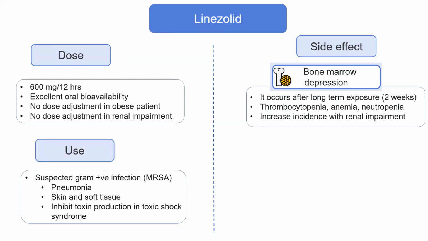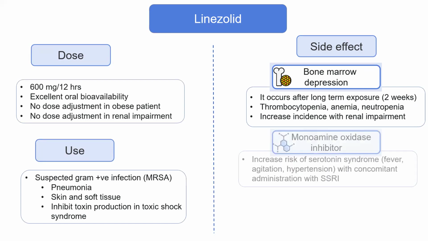The main side effect is bone marrow suppression, but it occurs after long-term exposure, mainly after 2 weeks, in the form of thrombocytopenia, anemia, and neutropenia. And this bone marrow depression increases in incidence with renal impairment. This means that in patients with renal impairment, the risk of bone marrow depression is increased.